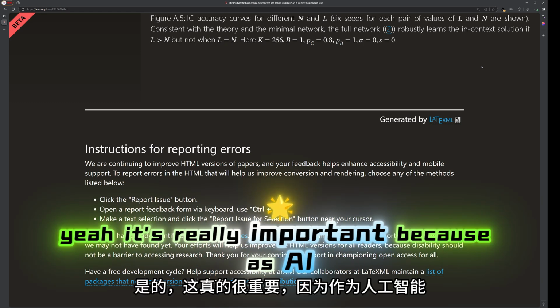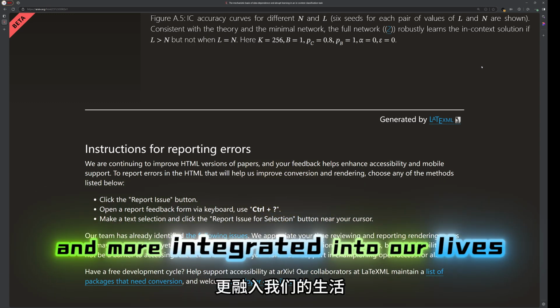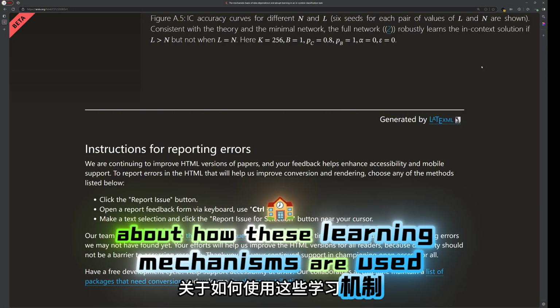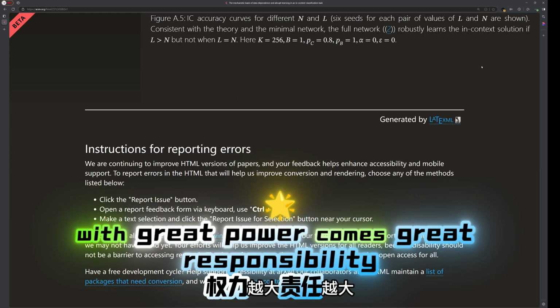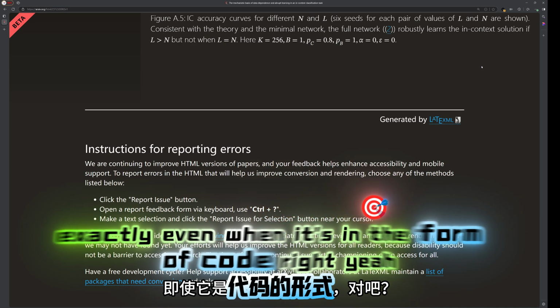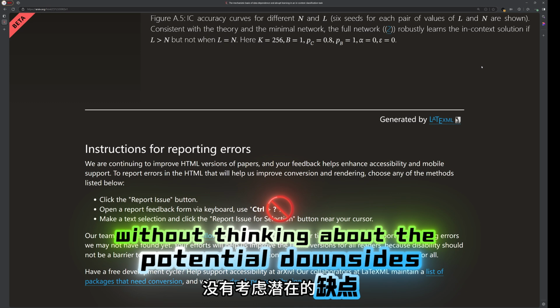Yeah, it's really important because as AI becomes more advanced and more integrated into our lives, we have to be really careful about how these learning mechanisms are used. So it's like, with great power comes great responsibility, even when it's in the form of code. Right. We can't just get excited about the cool stuff without thinking about the potential downsides.